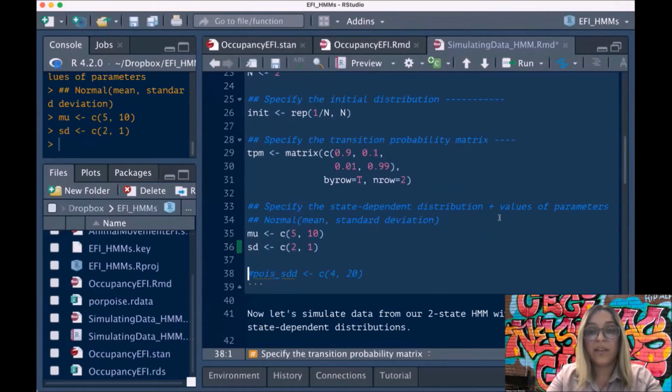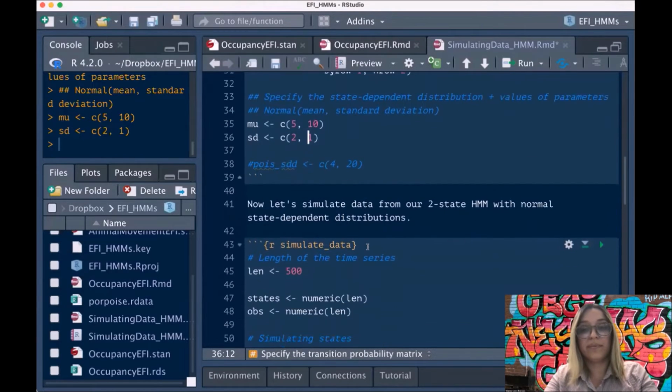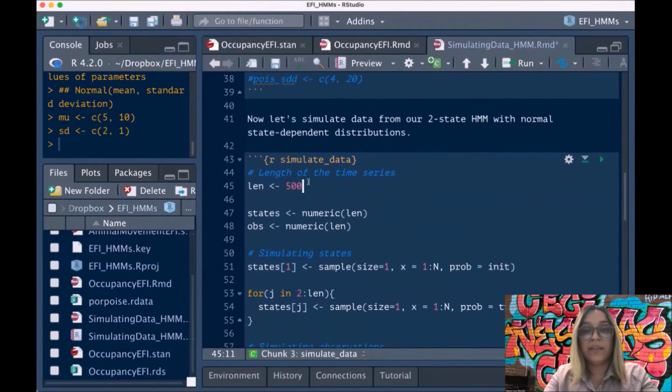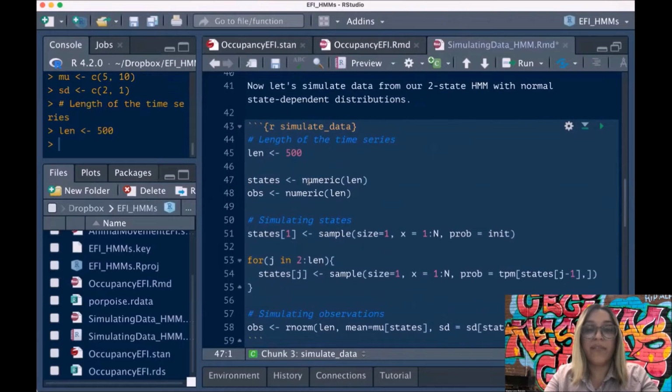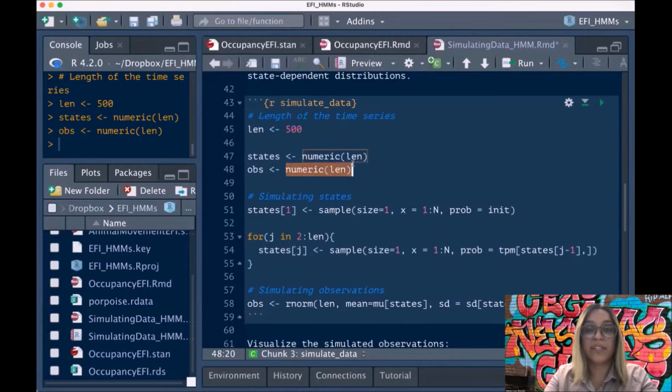And we're going to generate data from normal distributions. In state 1, we'll have mu equal to 5 and standard deviation of 2. And in state 2, we'll have a mean of 10 and a standard deviation of 1. So let's generate 500 observations, creating vectors where I'll save the states and save the observations.